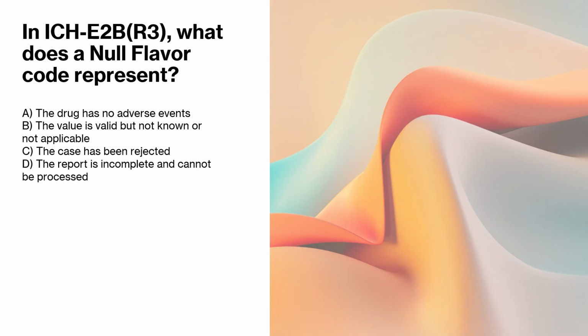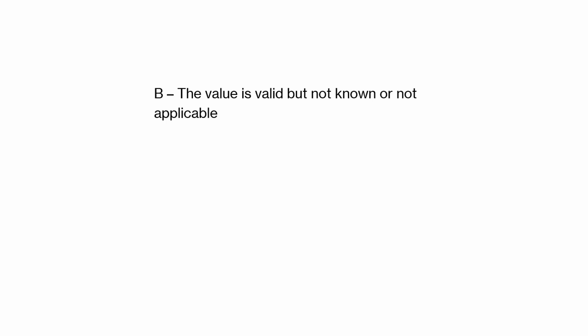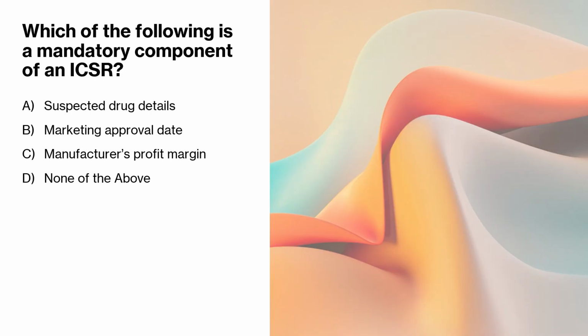Next up we have, in ICH E2B R3, what does a null flavor code represent? So this is something we just recently discussed. So the answer for this one is the value is valid but not known or not applicable. Next up we have, which of the following is a mandatory component of an ICSR? I believe the answer for this is very easy, which is the suspected drug details.